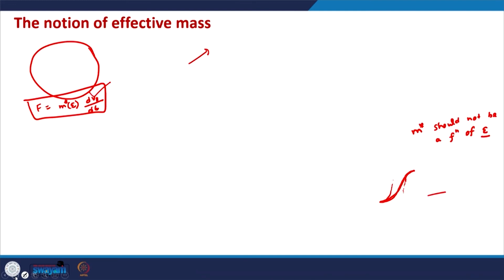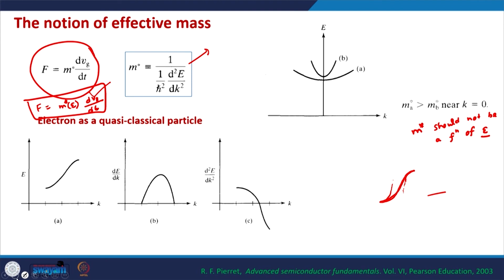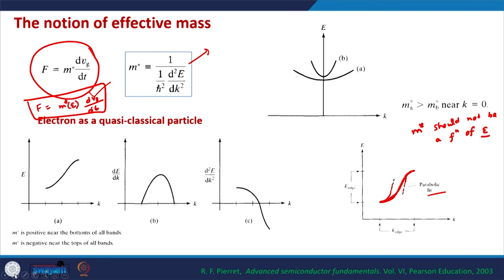And what is the advantage of parabolic approximation? If the bands can be approximated by a parabola in a certain regime, for example, at this k value, then the relationship between E and k is a square relationship, and there would be a constant, let us say P here. In that case, d²E by dk² would be constant.